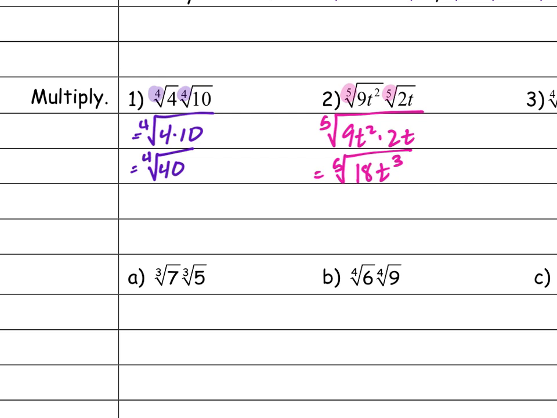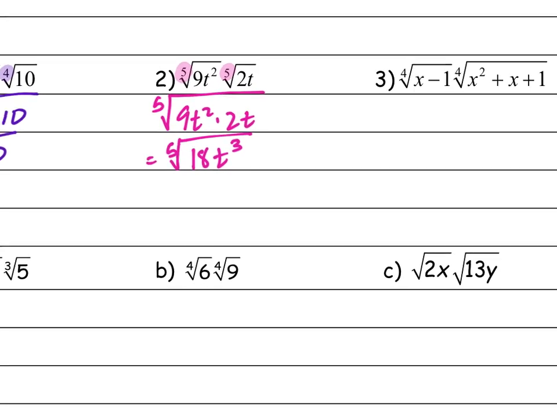You add the t's together? Yeah, if it's the same base, which is the t, then I just add the exponents. So that means I have t squared, which is 2 t's, and then 1 t gives me t cubed, 3 t's together. Did that answer your question?